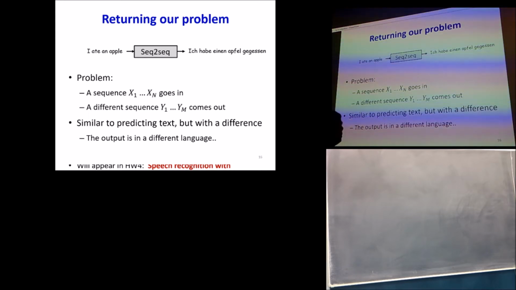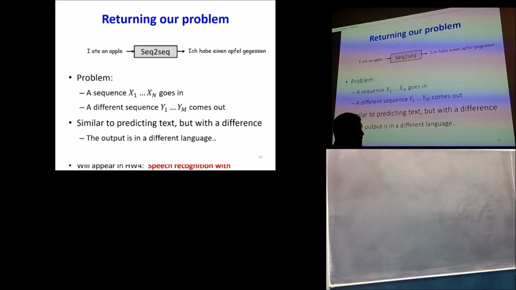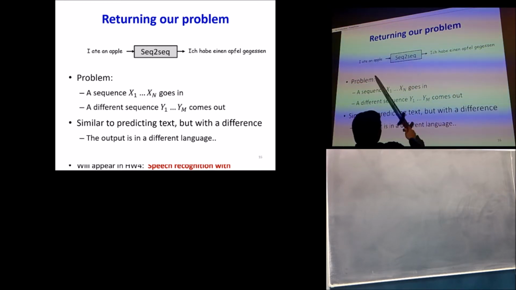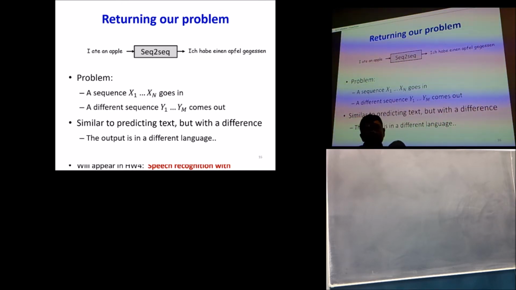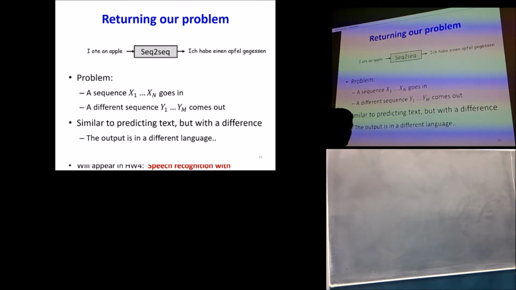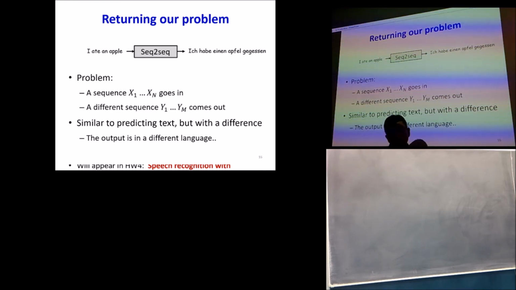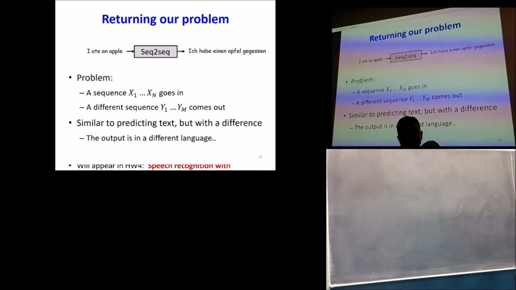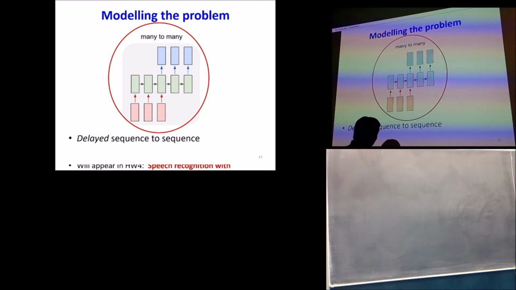So returning to our problem, here is the problem. You want to input a sequence of words like "I ate an apple," and you want to output its translation, which is "Ich habe einen Apfel gegessen," if you're translating English to German. So you have one sequence x1 through xn going in, and a different sequence y1 through ym coming out, where there is no strict notion of order synchrony between the two, and even the number of symbols in the two can be different.